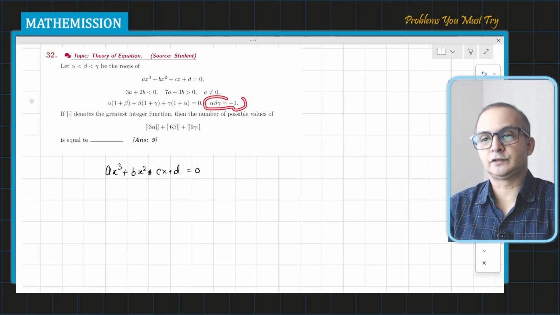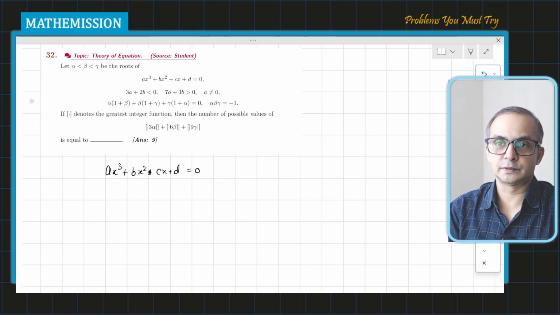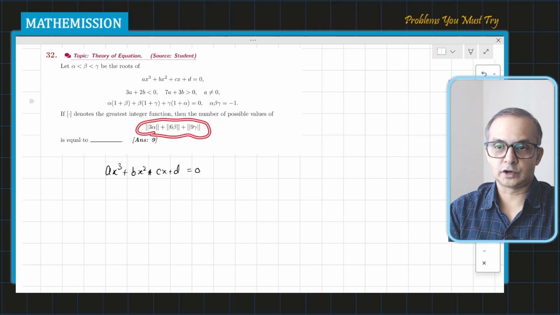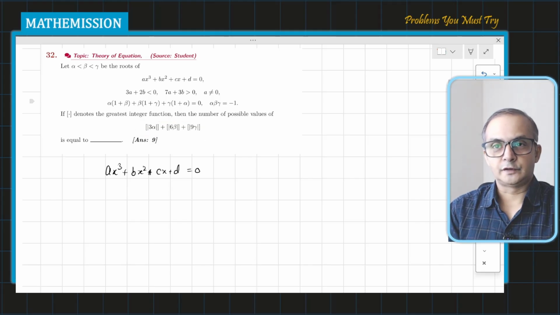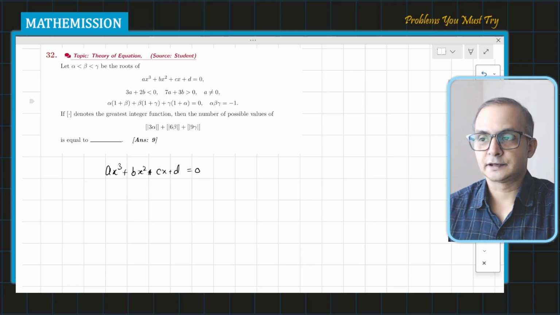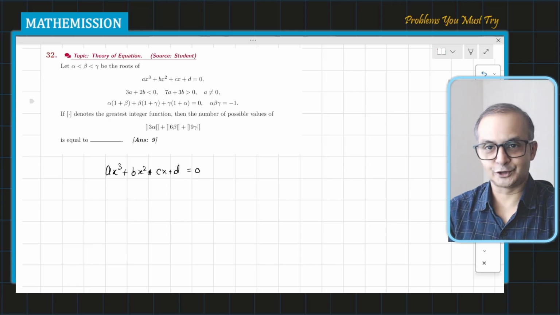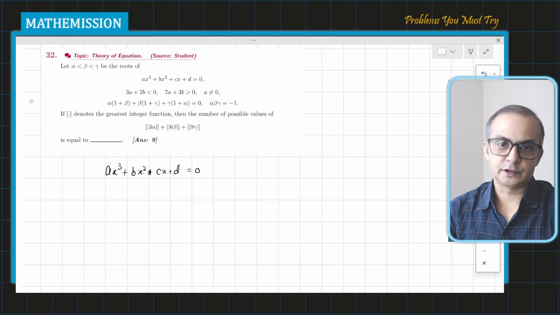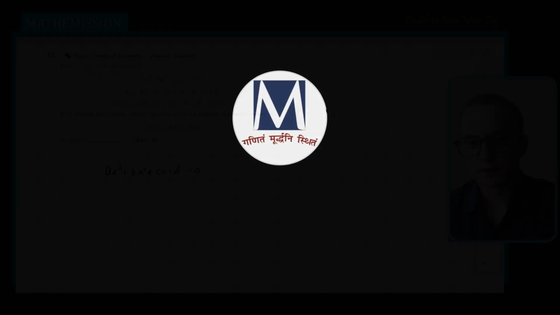What we have to evaluate is the number of possible values of this: 3 alpha mod greatest integer, 6 beta mod greatest integer, and 9 gamma mod greatest integer. If you solve this question correctly, you'll get the answer as 9. And before you see the solution, as usual, I request you to solve this question on your own, because I think this problem you must try.